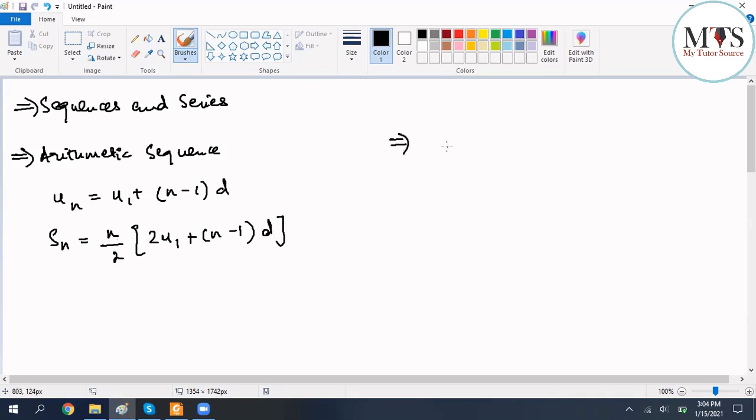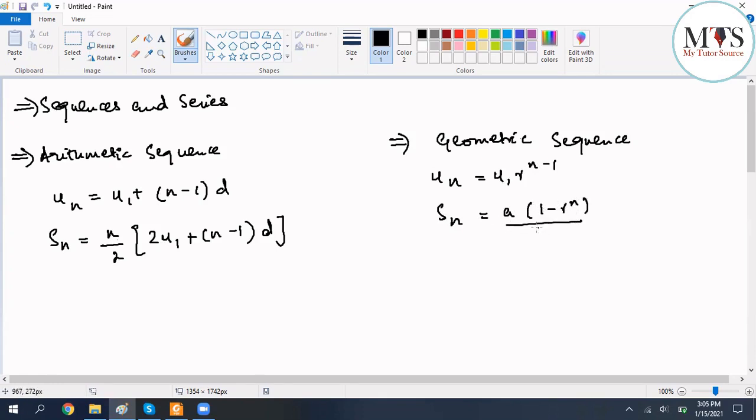So these are both for arithmetic, the first two. Un is for the nth term and Sn is for the sum of n number of terms. Now the geometric one. For geometric, Un is U1 times r to the power of n minus 1, and Sn is a times (1 minus r to the power of n) over (1 minus r).